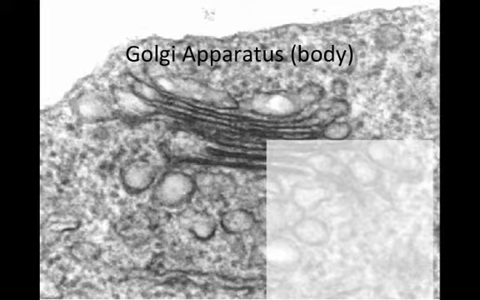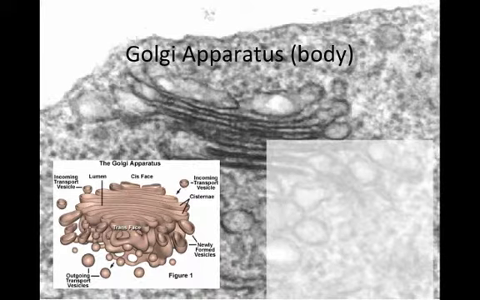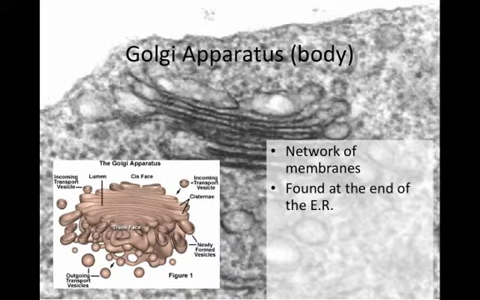The Golgi apparatus works in conjunction with the ER. It is another network of membranes, and it's organized like a stack of sacks. Think of it as a stack of pita bread. It is found at the end of the ER. When products leave the ER, they move into the Golgi apparatus, which modifies, stores, packages, and transports the cell products.